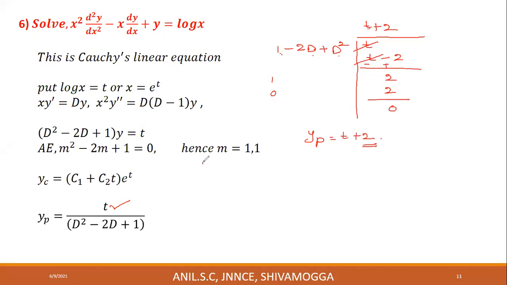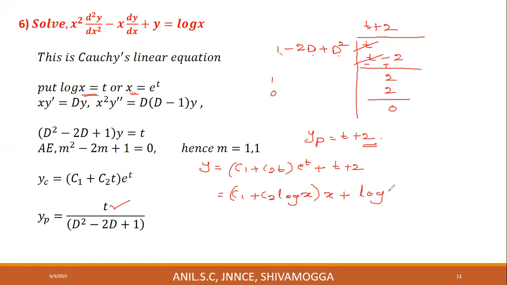Now write the general solution. General solution is given by yc plus yp. Yc is (c1 plus c2 t) into e power t, plus yp is t plus 2. This is equal to (c1 plus c2 into t), where t is log x, into e power t, and e power t is x, plus t plus 2, where t is log x, plus 2. This is the general solution. Make a note of this.